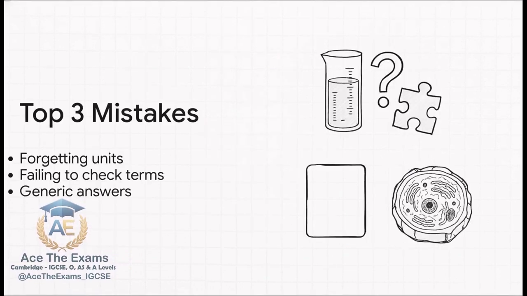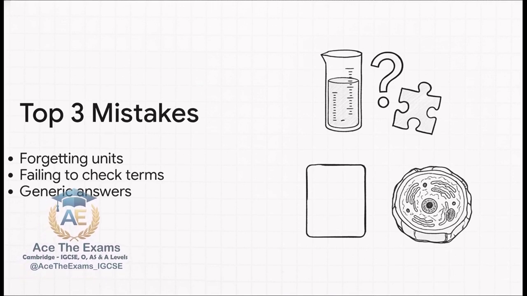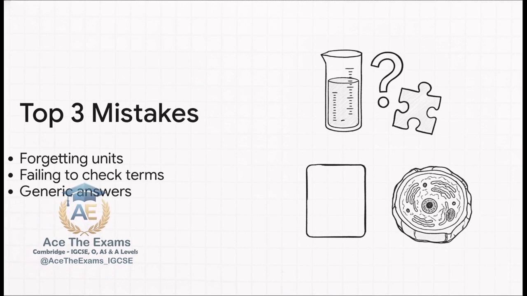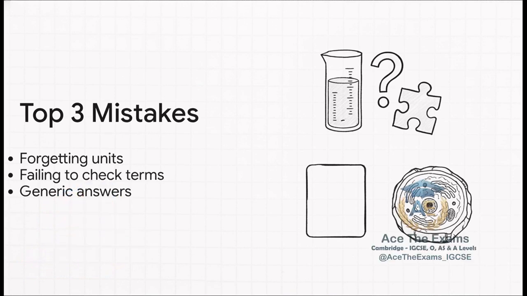Here they are. Number 1, forgetting to include units in your calculations. Literally, you could calculate the absolute perfect reaction rate, but if you leave off the units, the examiner will ruthlessly give you a 0 for that mark.